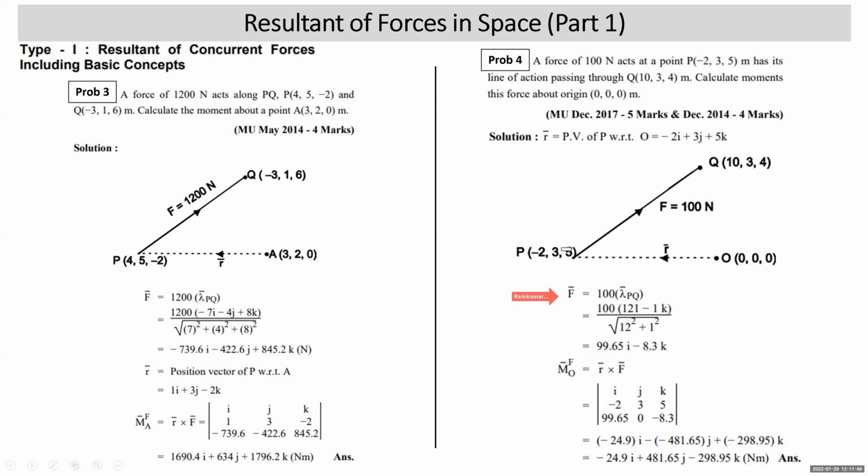Q minus P: 10 minus minus 2, 12i. 3 minus 3, 0j. 4 minus 5, minus 1k. Divide by the mod. What is the mod? Square root of 12 square plus 1 square. So this way you get the force in vectorial form.